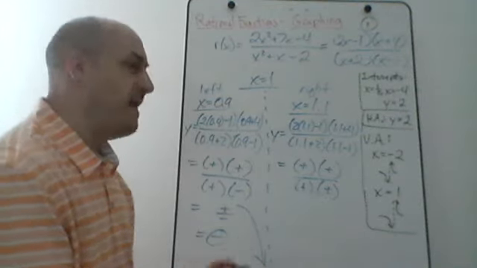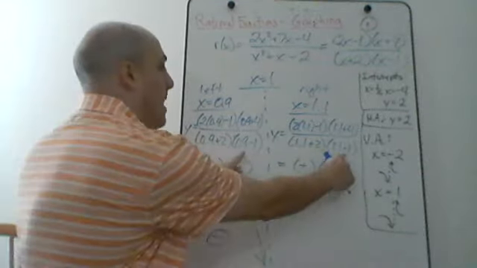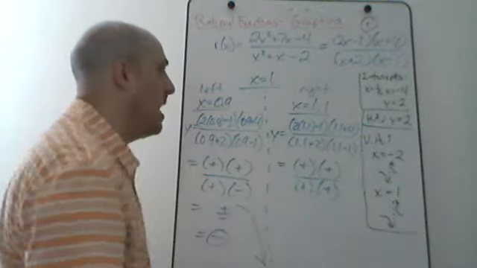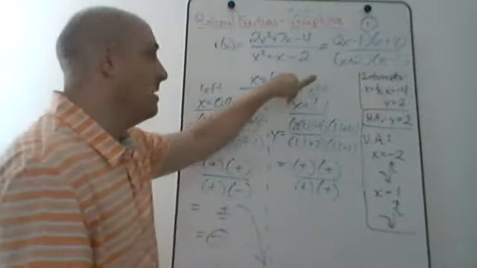So you can see only one of the factors changed when I switched my number, and it was the one on the bottom right. That one changed from negative to positive because that's the factor that gave us x equals 1.